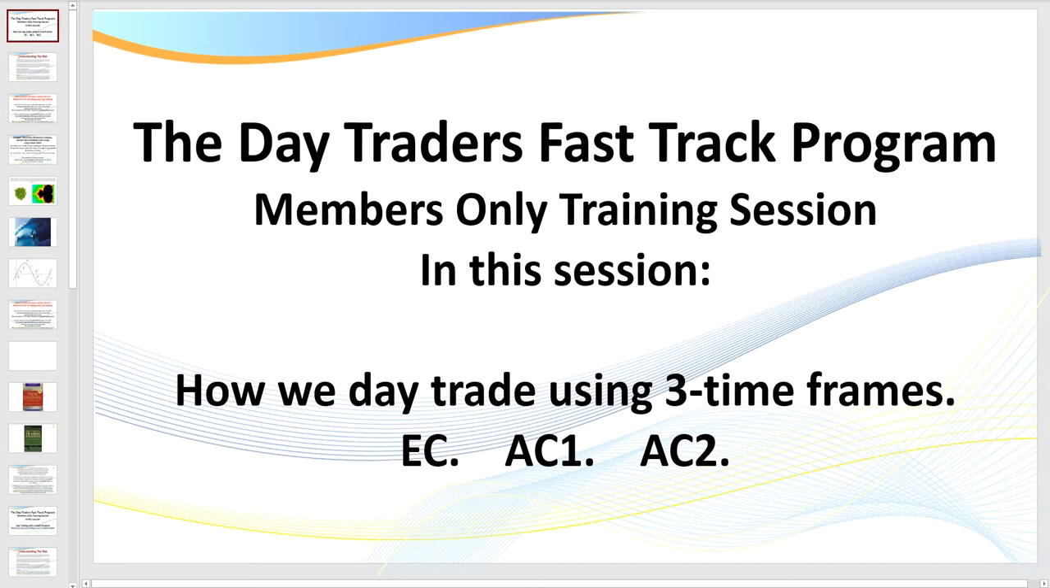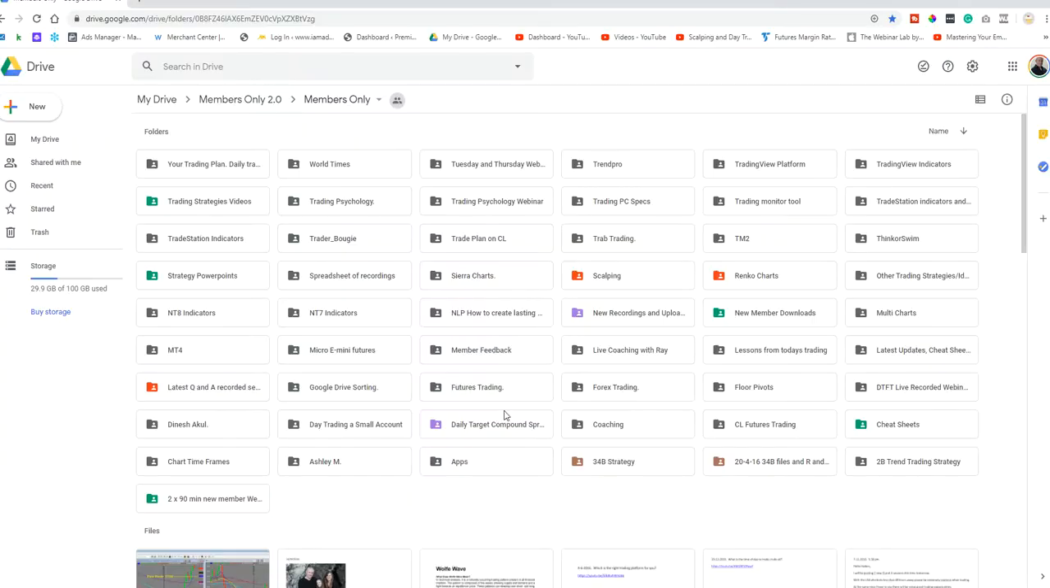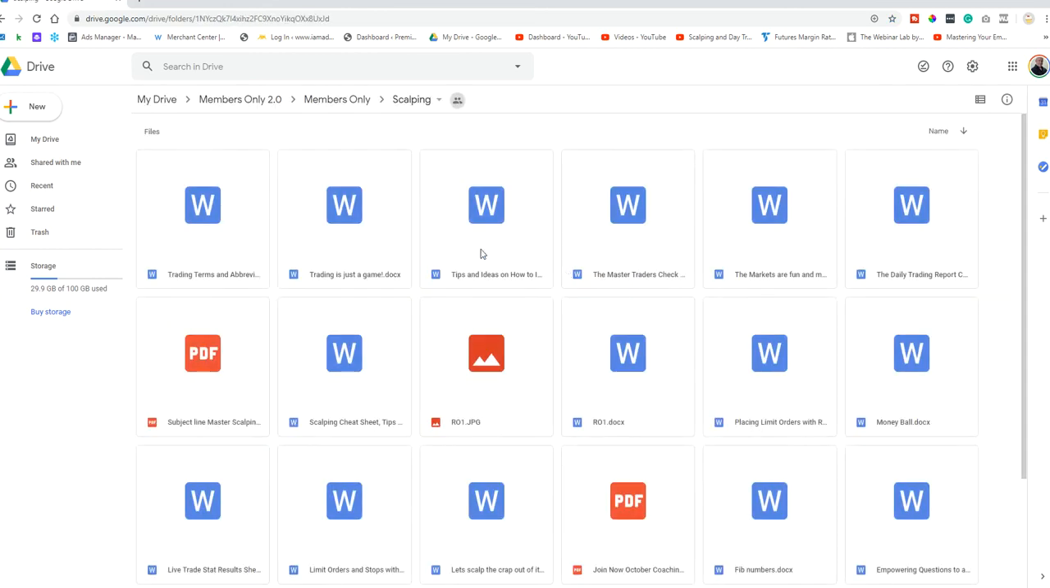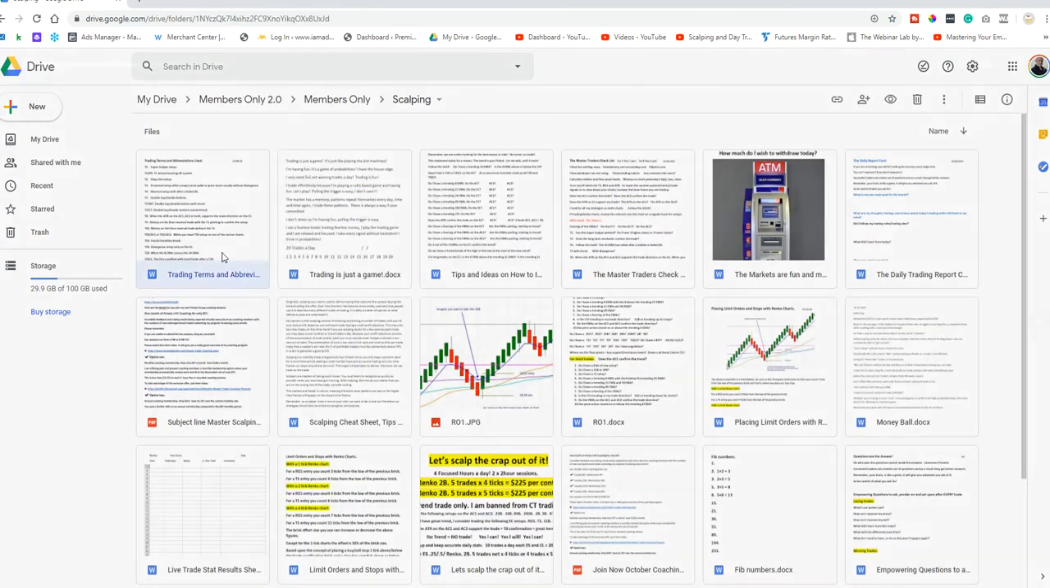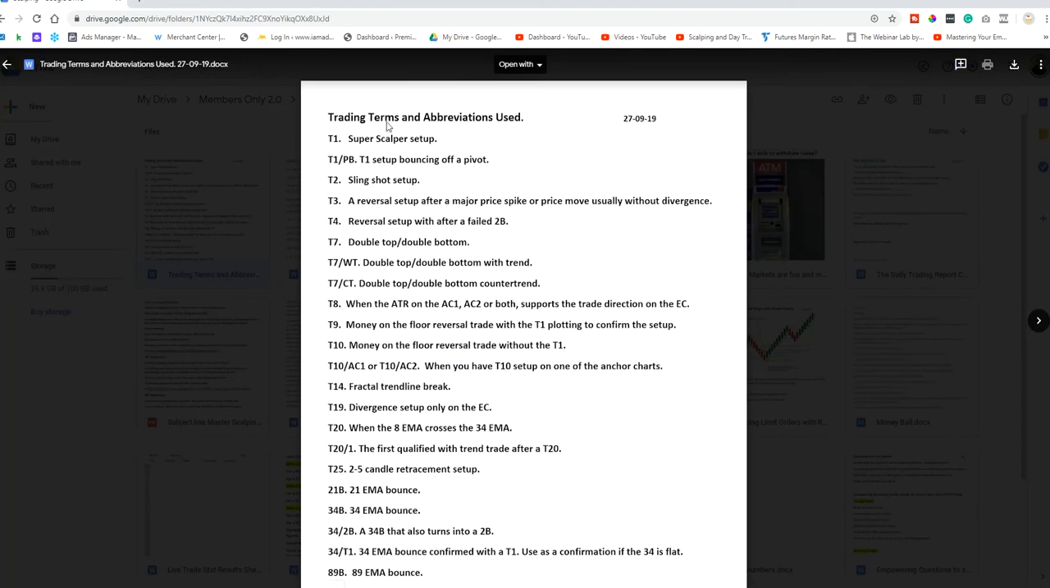Now just in reference to abbreviations, if you go to my Google Drive, a couple of important things. First of all, if you go to the folder there called scalping, you will find a document called trading terms and abbreviations. If you're a newer member, a lot of the terms I use you may not be familiar with. You'll find them in this little cheat sheet there.